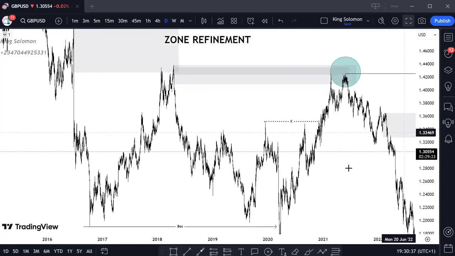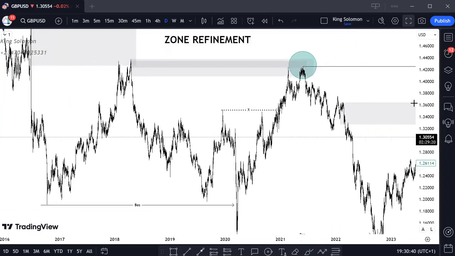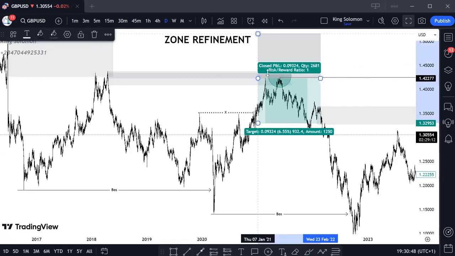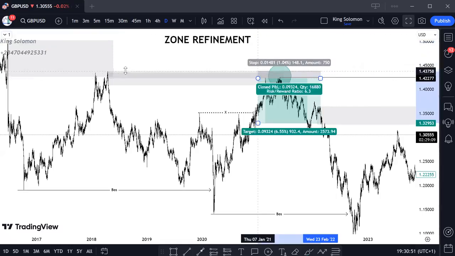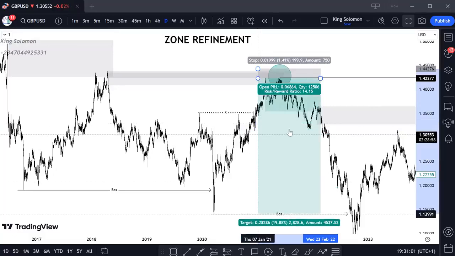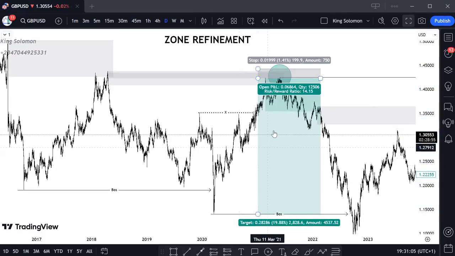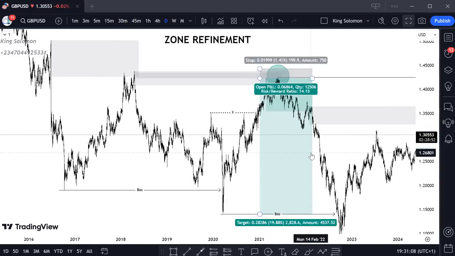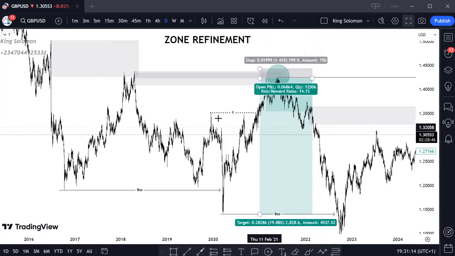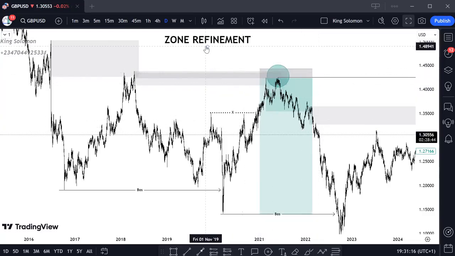Because picking your entry from around this point, and the SL slightly above. Even if we want to use our SL at this eye, fine. SL slightly above, like this. So instead of the 8-hour trade, we would have had a 14-hour trade. A 14-hour trade, right? So that's how to mark your refined zones.